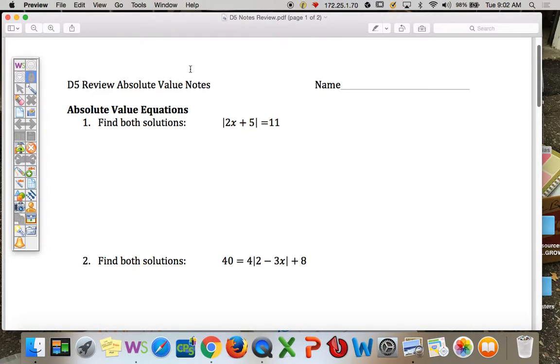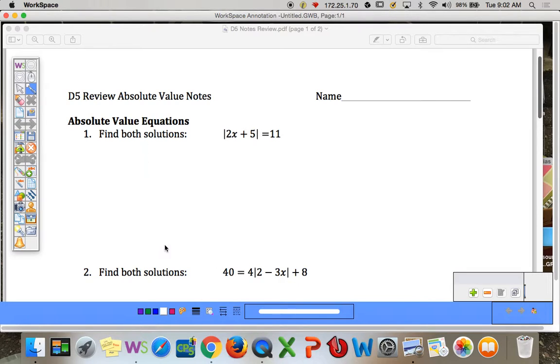Today we're going to review absolute value. So first we're going to take a look at the equations. So the first one, find both solutions.